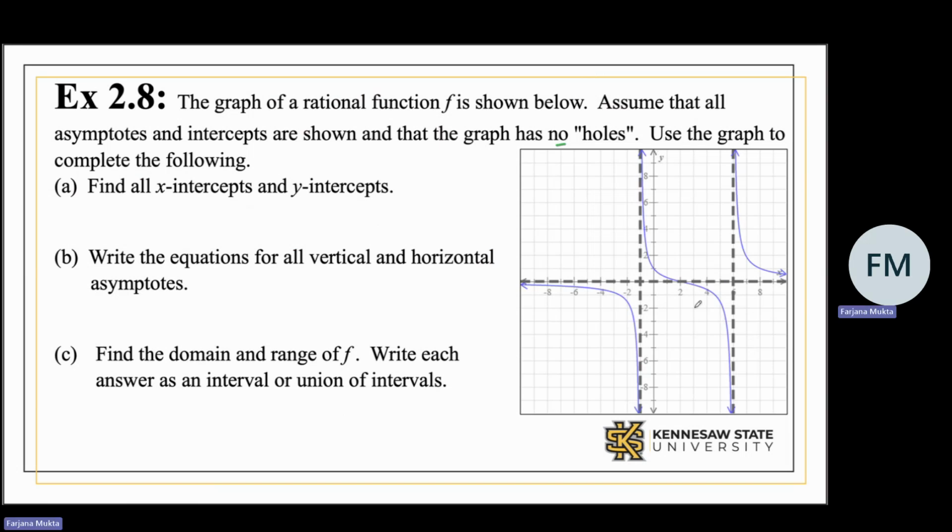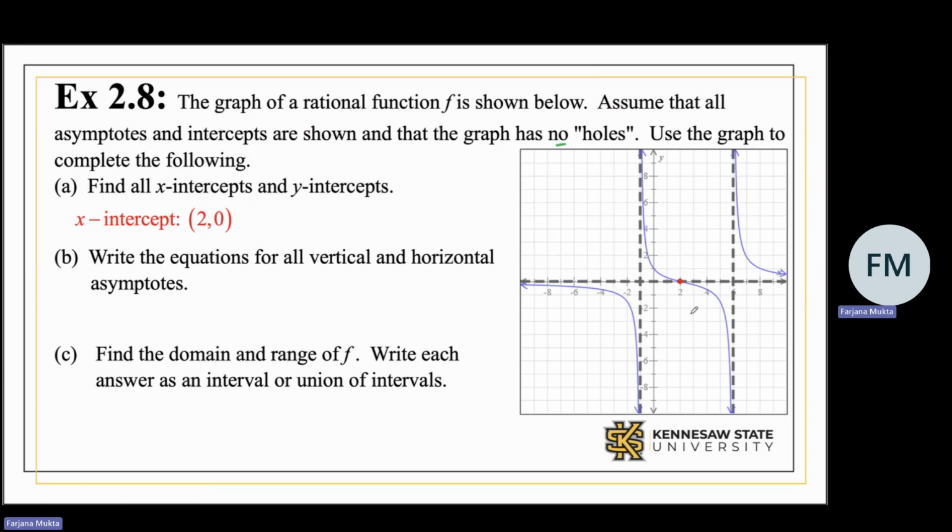Is there any place where the graph is crossing the x-axis? Yes, it does. Here, right? And what is this coordinate point? That's (2, 0). That's our x-intercept. Now, do we have any y-intercept?